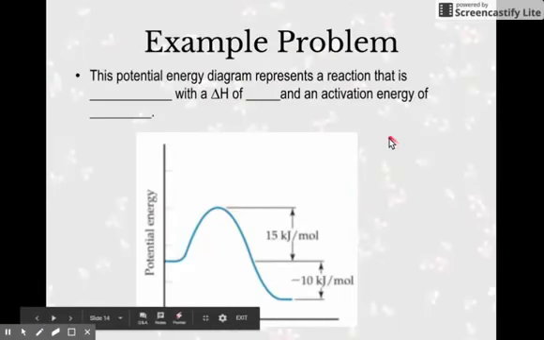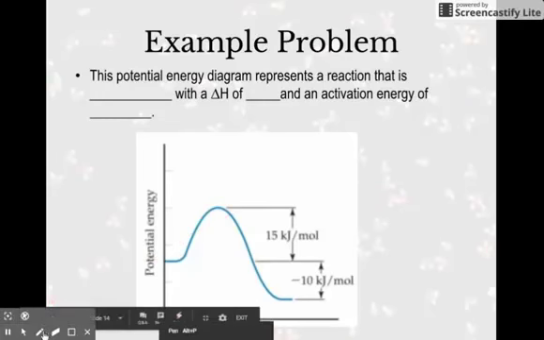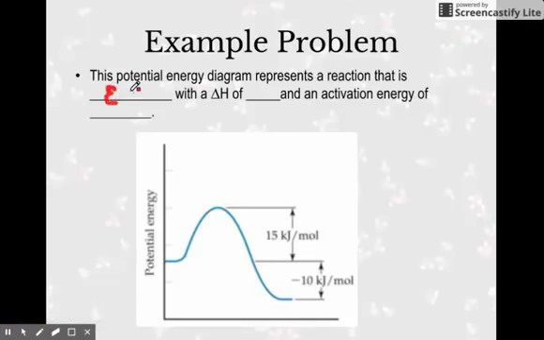So let's try this example problem. The potential energy diagram represents a reaction that is endothermic or exothermic. Take a guess. So our general trend here is an exothermic reaction. So our delta H has a value of, right here, -10.